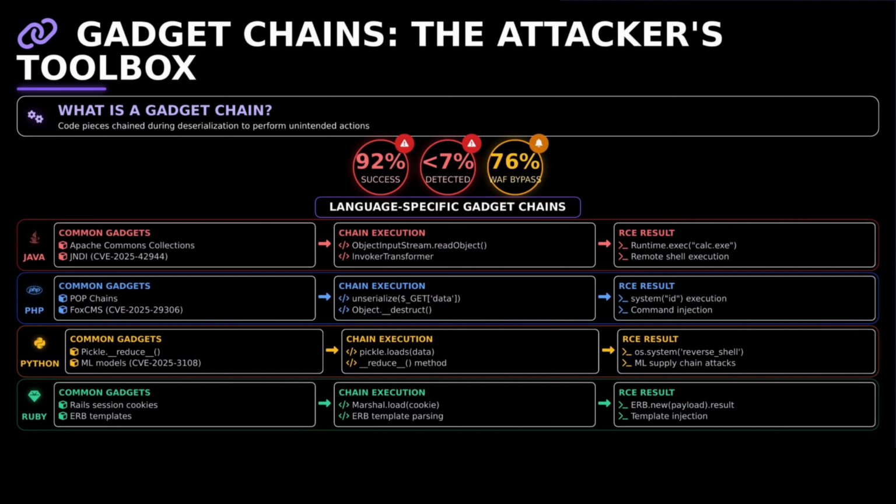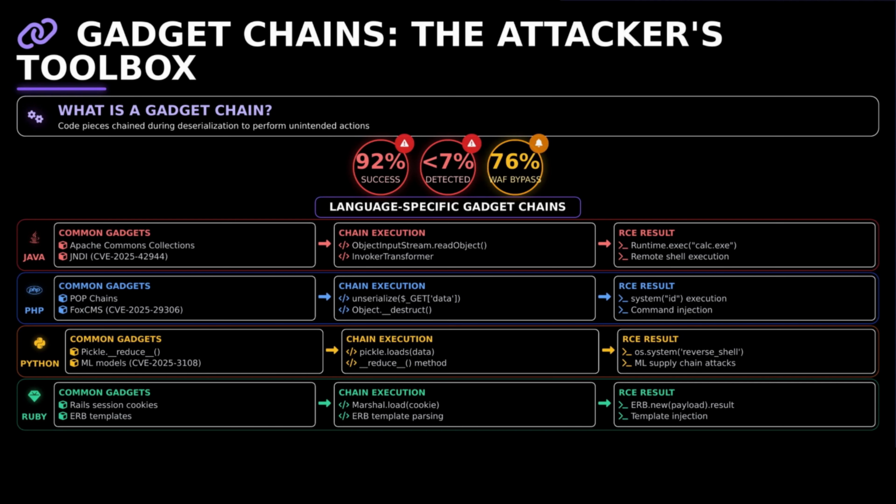Think of gadget chains as Lego gears. Alone, they do nothing. Connected, they move powerfully. Attackers chain methods together to perform actions developers never intended. Examples. 1. Java. InvokerTransformer in Apache Commons. 2. PHP. POP chains via __destruct function. 3. Python. __reduce__ leading to os.system. 4. Ruby. Marshal with ERB templates. Detection? Less than 7%. Success rates above 90%.